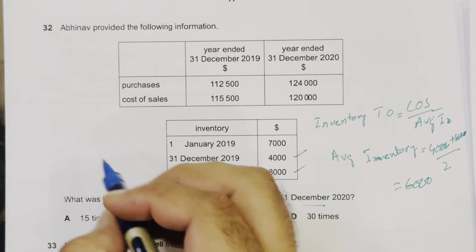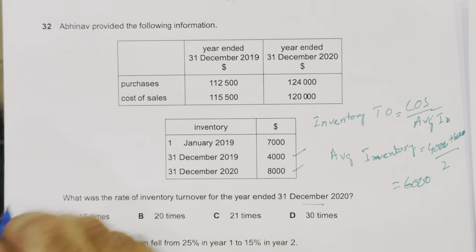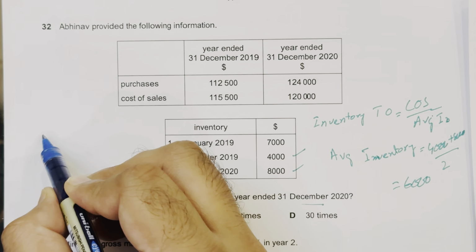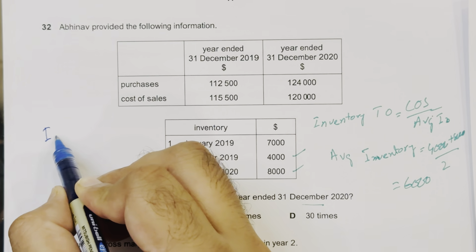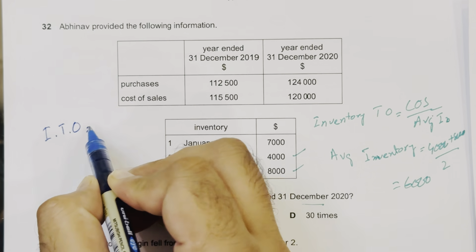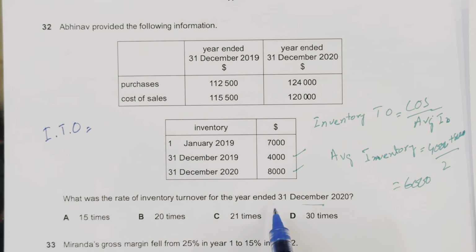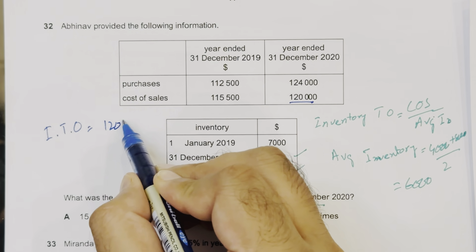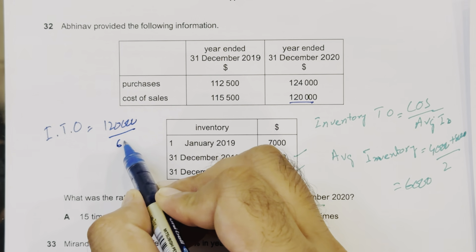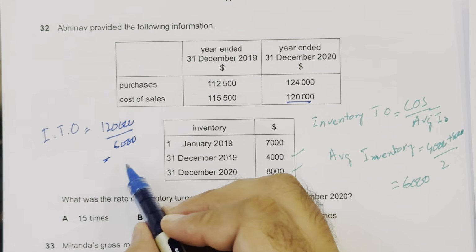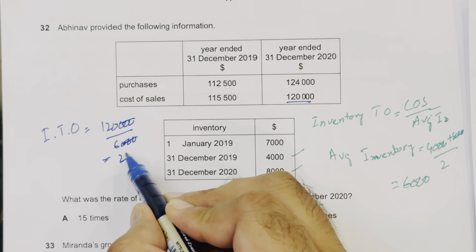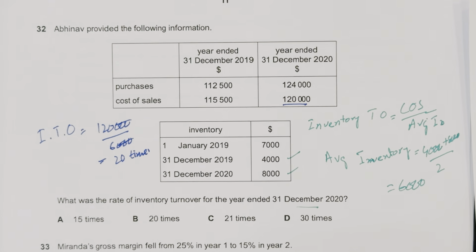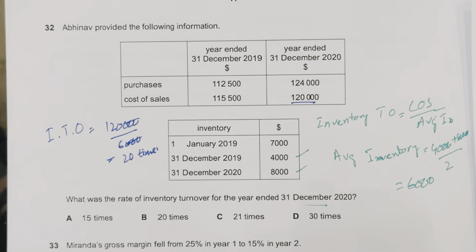Now you're going to divide it by this one to get the inventory turnover. Inventory turnover would be like that. Cost of sale has the value of 1,20,000 and inventory has 6,000 average inventory. After dividing it, you get the value that is 20 times. So turnover is always in times, so option number B is the correct option.